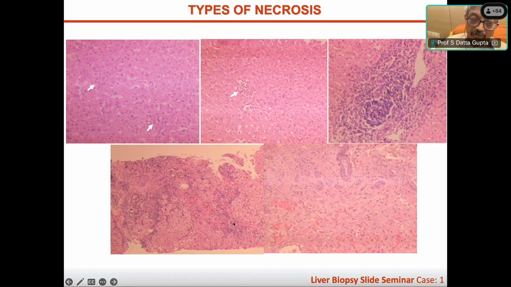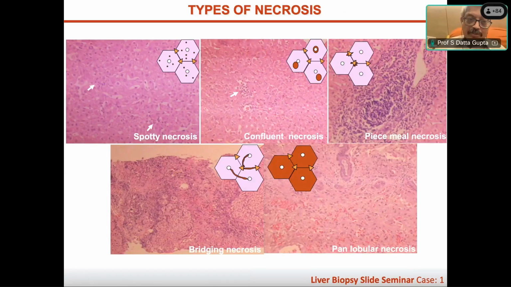Portal to central is worse because the portal blood gets shunted to the systemic circulation, and of course all the things that have to be removed by the liver don't get removed. And panlobular, of course, the entire liver goes. So these are the types of necrosis: spotty, confluent, interface or piecemeal, bridging necrosis, and panlobular panacinar necrosis. Any doubts? Anything you want to ask now? Clear?